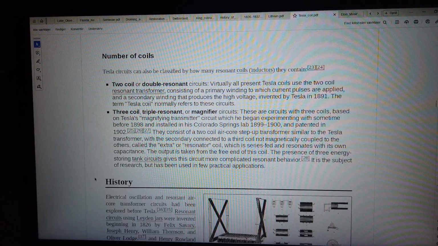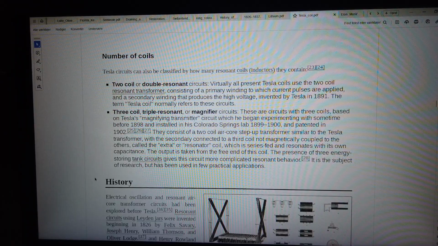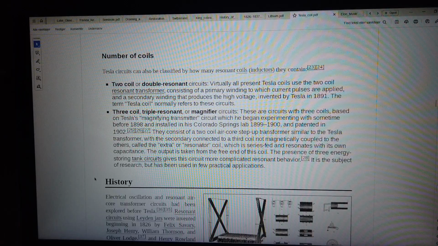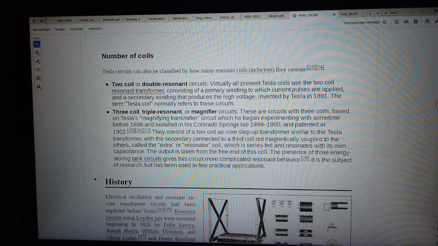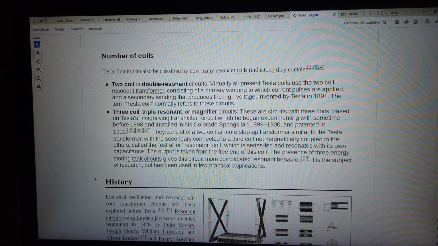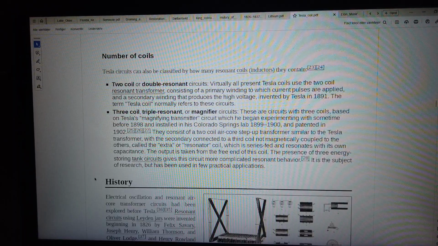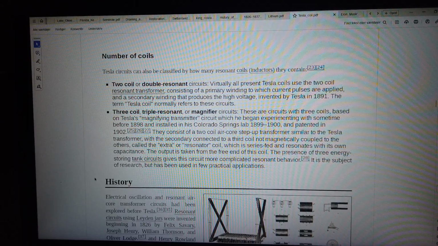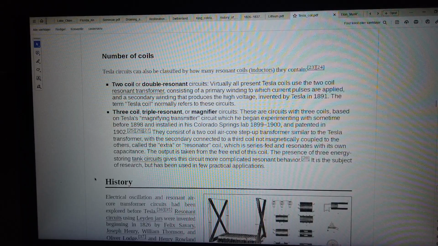They consist of a 2-coil air-core step-up transformer similar to the Tesla transformer, with the secondary connected to a third coil not magnetically coupled to the others, called the extra or resonator coil, which is series-fed and resonates with its own capacitance. The output is taken from the free end of this coil.